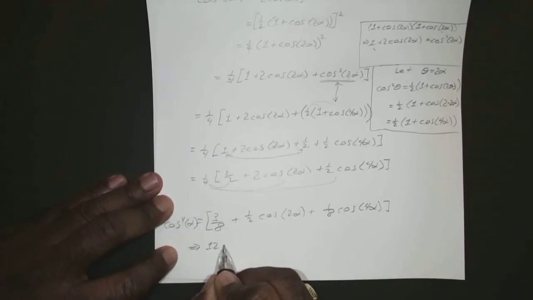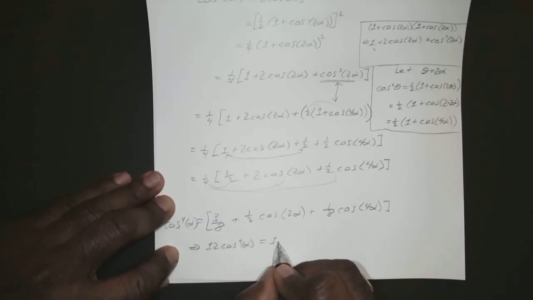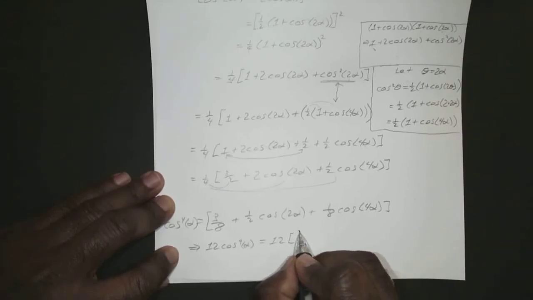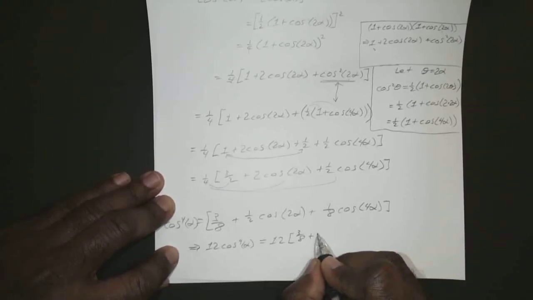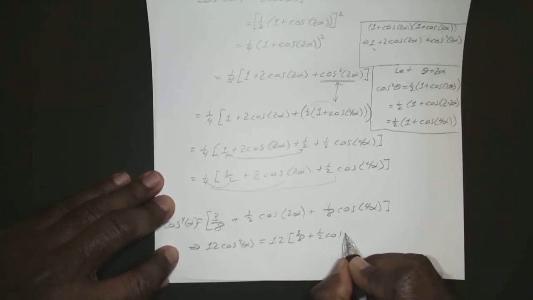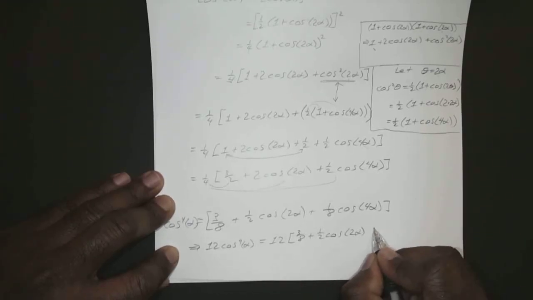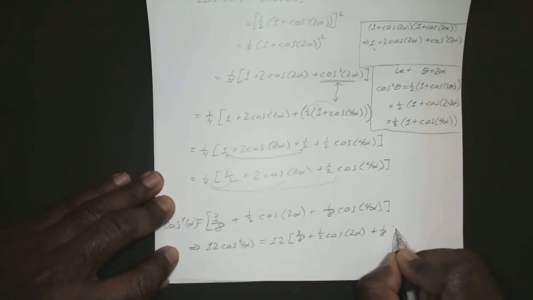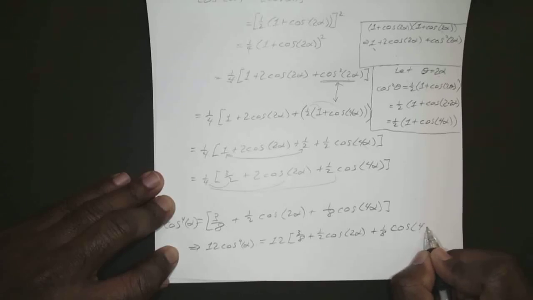Okay, so 12 times cosine 4 of alpha is equal to 12 times 3/8 plus 1/2 cosine of 2 alpha plus 1/8 cosine of 4 alpha.